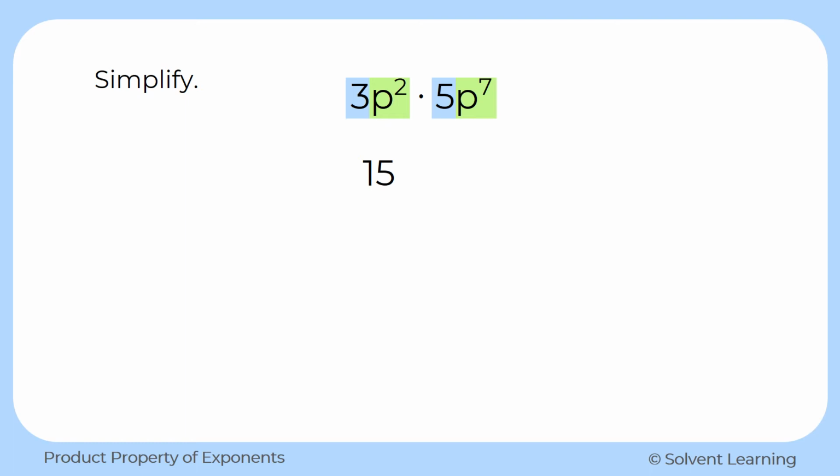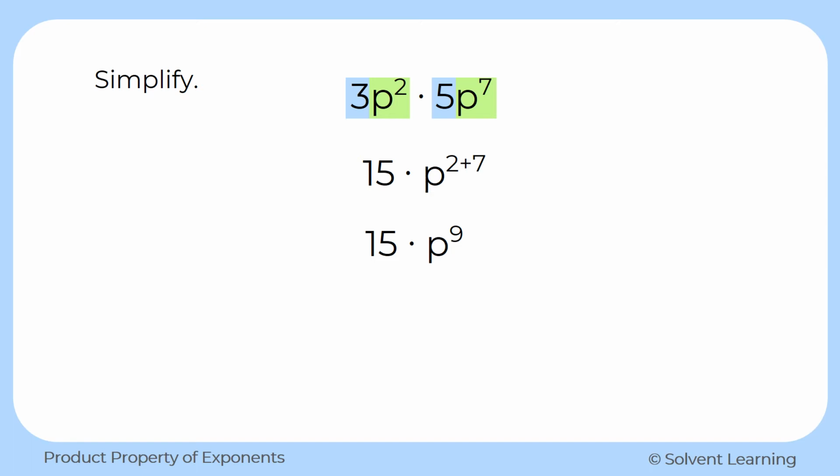And when we multiply exponent expressions that have the same base, we just add the exponents together. So that part will become p raised to 2 plus 7. And then from here, we can just add those exponents together. The 2 plus 7 will become 9. And now we have 15 times p raised to the 9th power. We could leave it like this.